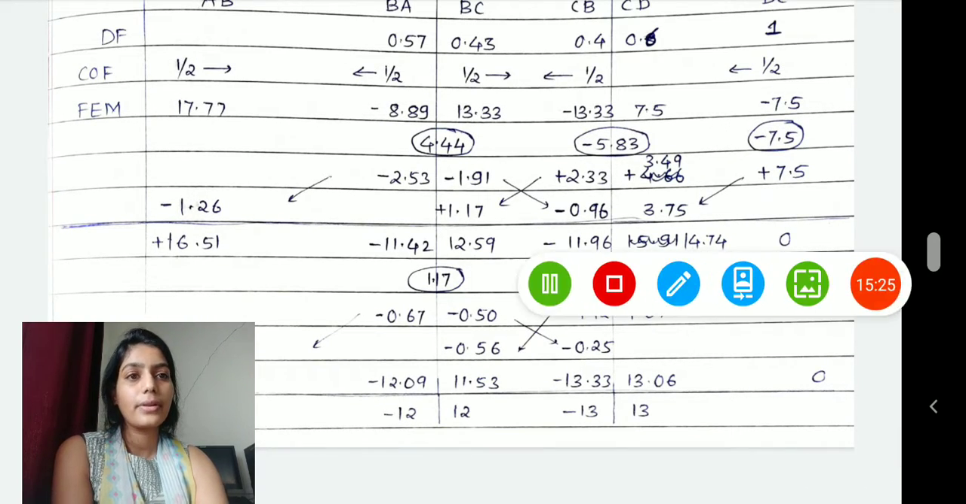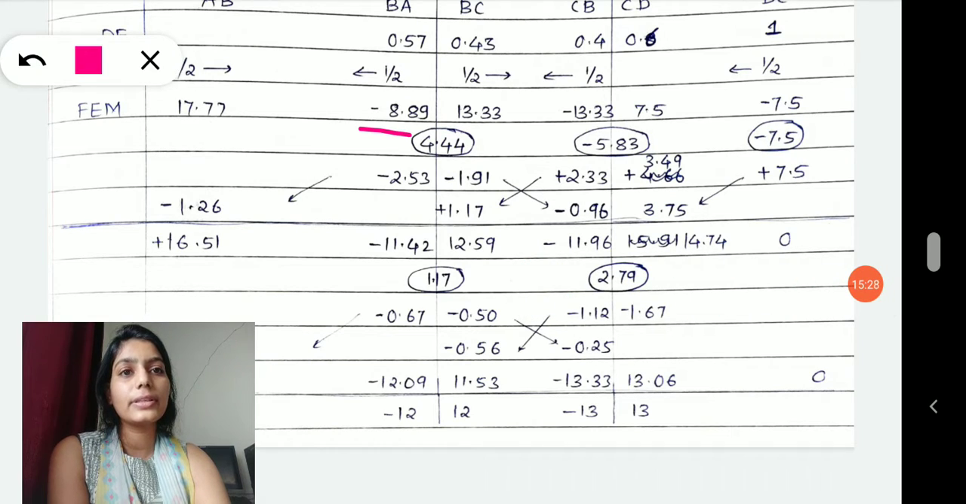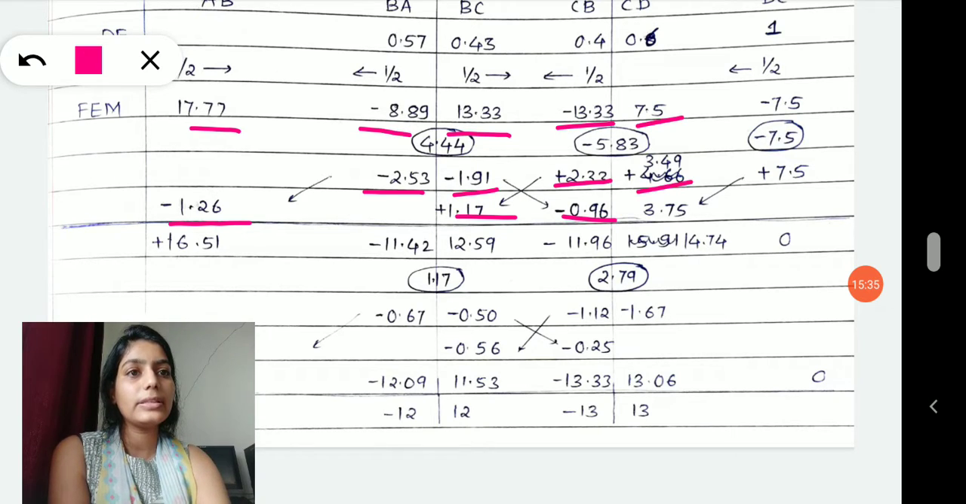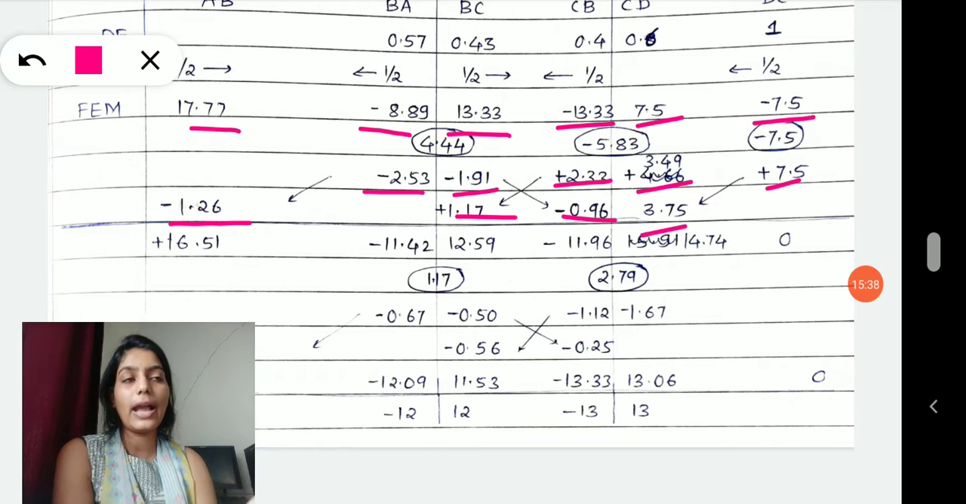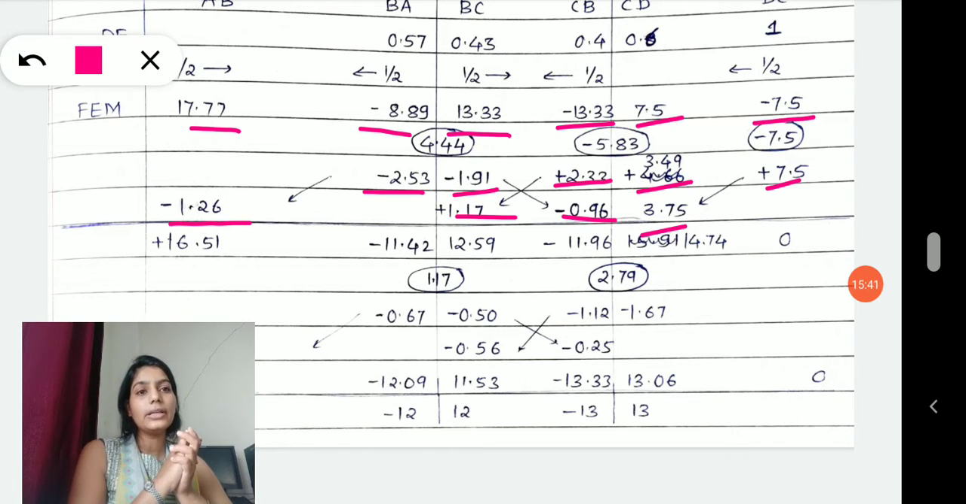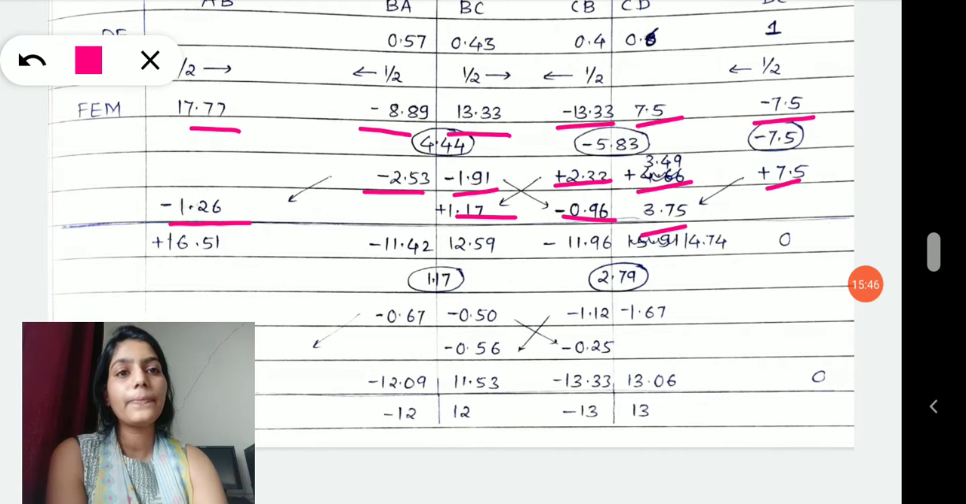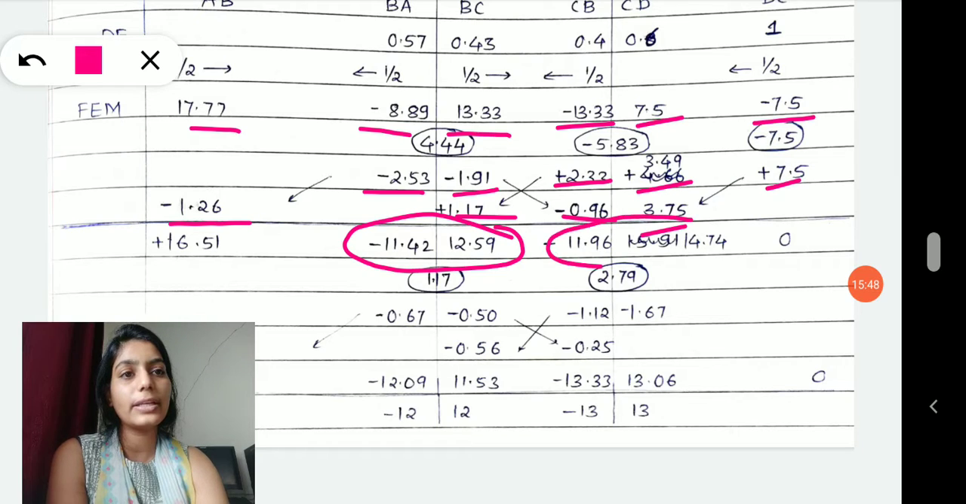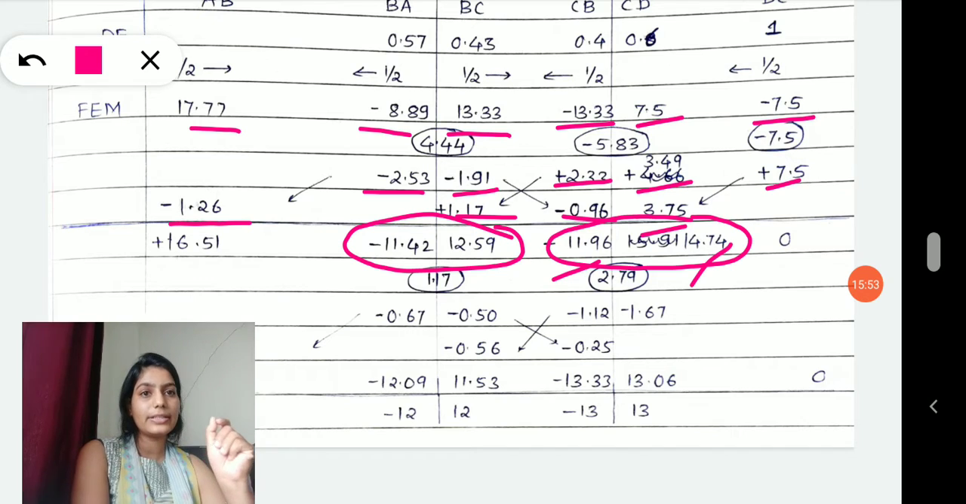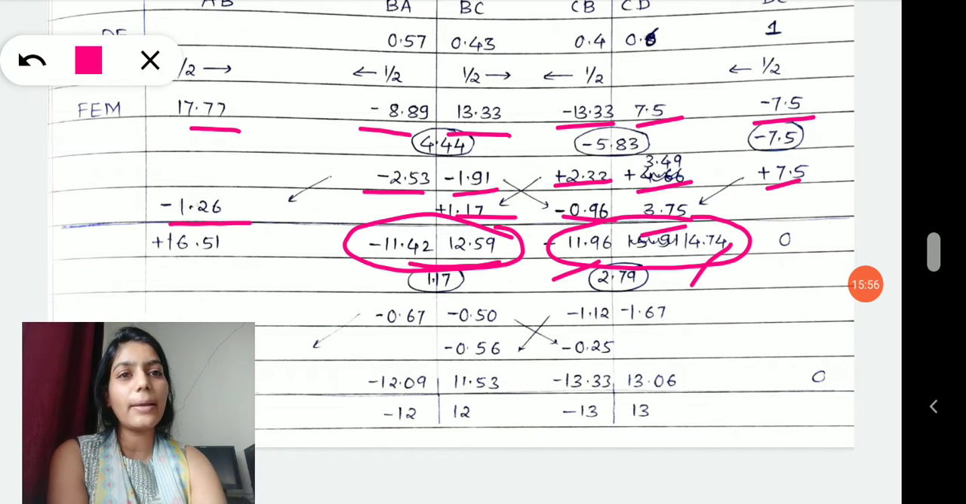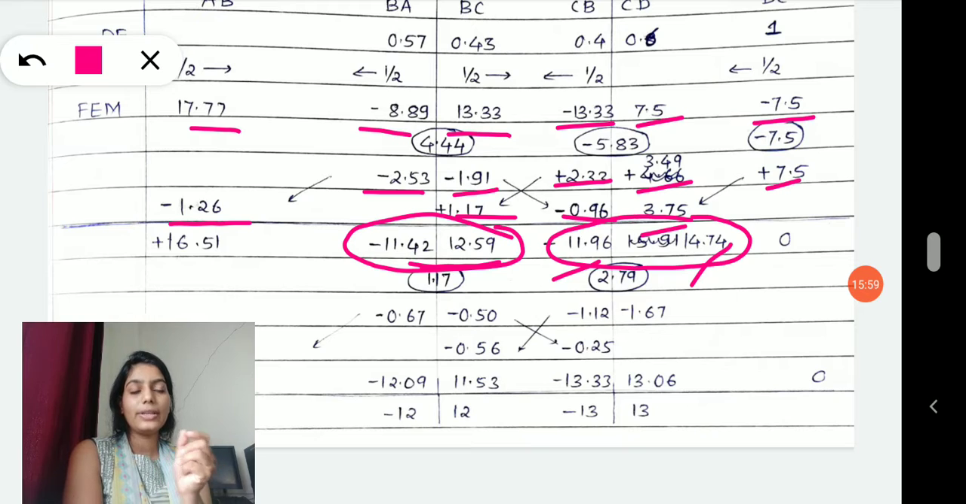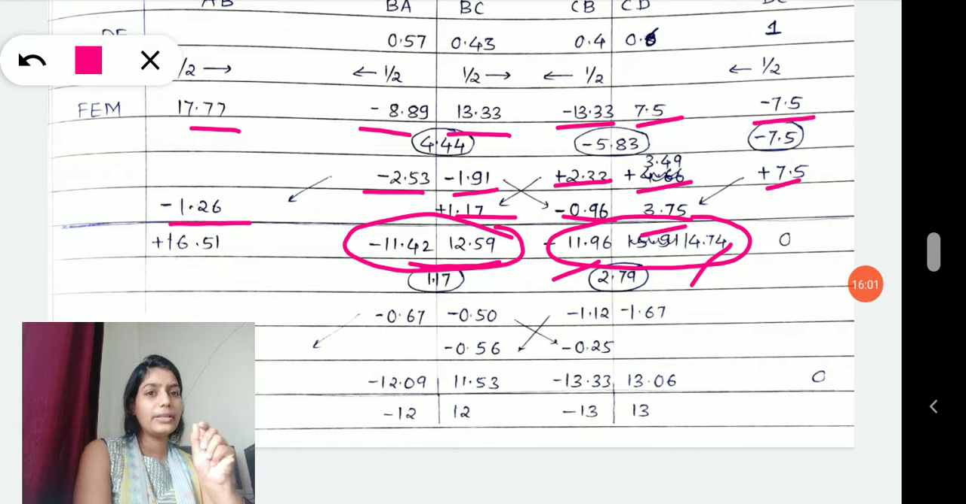After adding the values from each of the columns, yes, these are the values which you are supposed to add. I'm making underlines below them and you are getting it. Once you add those values, check the joint moments. Those are not yet balanced. Here you have minus 11.95, here you have 14.74. Here they are approximately coming the same, only 1 kilonewton meter is different.